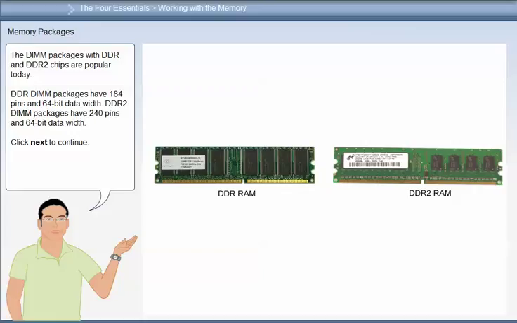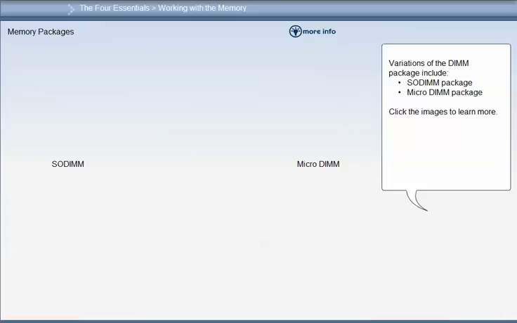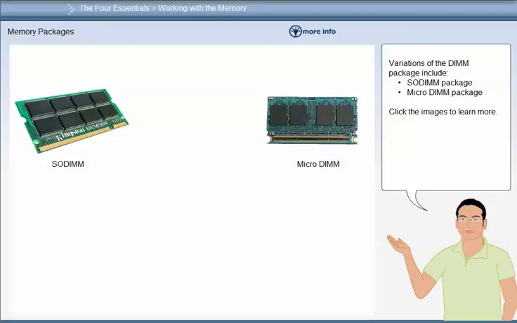The DIMM packages with DDR and DDR2 chips are popular today. DDR DIMM packages have 184 pins and 64-bit data width. DDR2 DIMM packages have 240 pins and 64-bit data width. Variations of the DIMM package include SO-DIMM package and Micro DIMM package. Click the images to learn more.